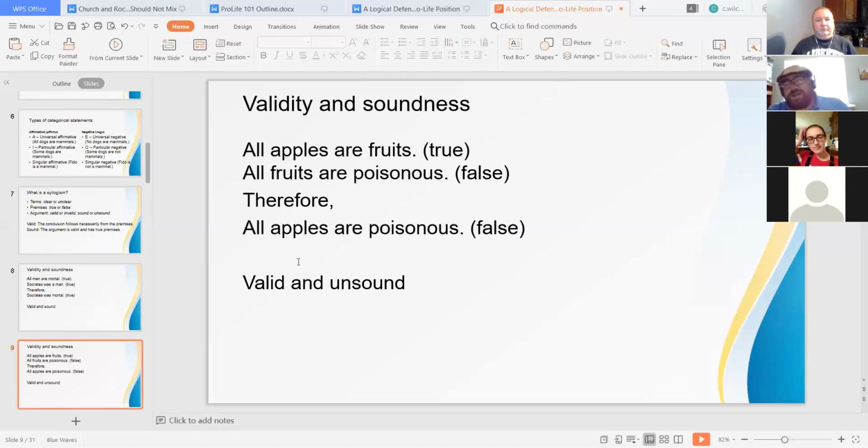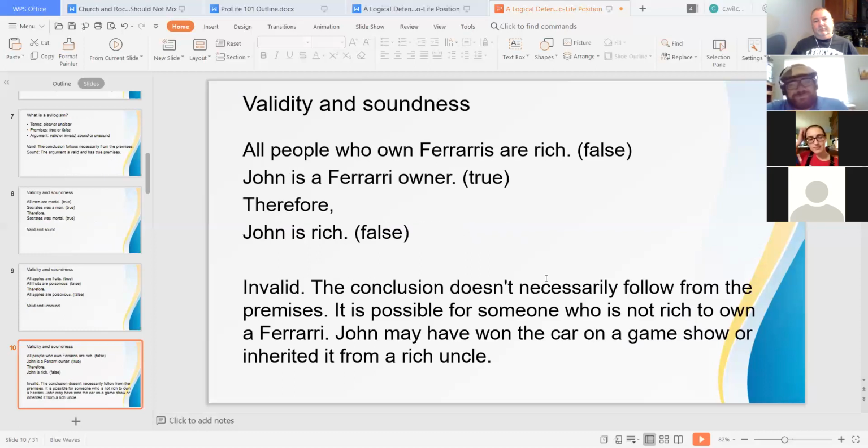So the argument is valid because we assume the truth of the premises in order to see if the conclusion necessarily follows. So if we assume both premises are true, the conclusion must be true. So the argument is logically valid. But as we know, at least one of the premises is false. Not all fruits are poisonous. So this argument then is unsound because it has one premise which is false. And of course, that means that the conclusion also is false. All apples are poisonous. But it would be unsound even if it happened to lead to a true conclusion as well.